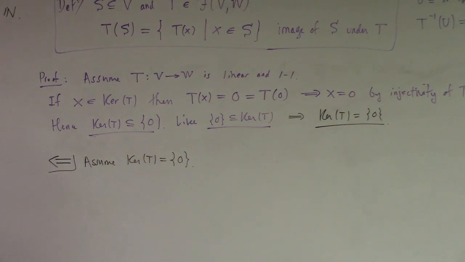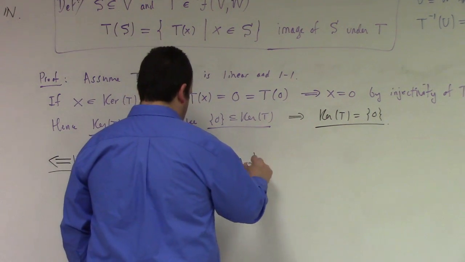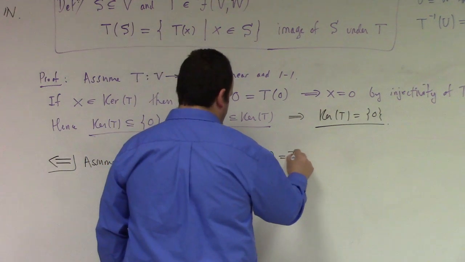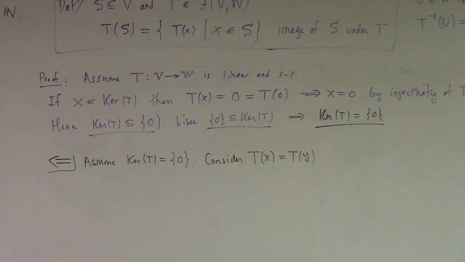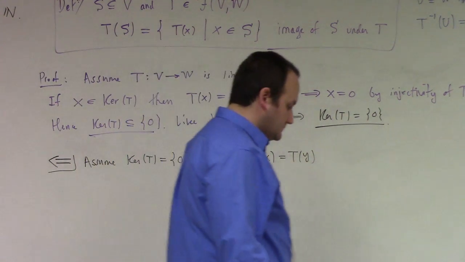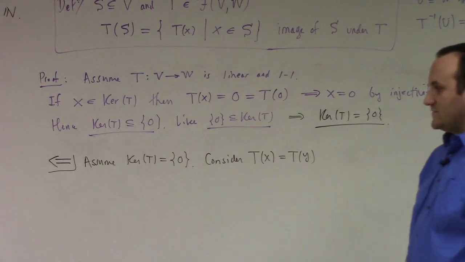Then, to prove injectivity, I should say consider T of x equals T of y. What's our goal? Our goal is to show that if the outputs are equal, the inputs must be identical. That's injectivity, right? Well, that's how I think about injectivity. Other people like to think about it in terms of not equalness.